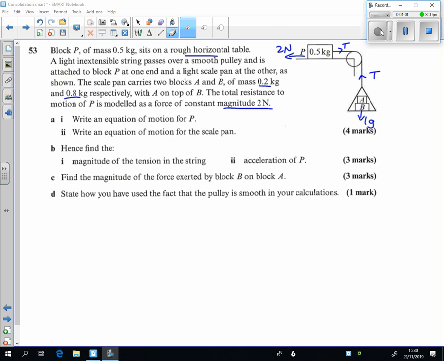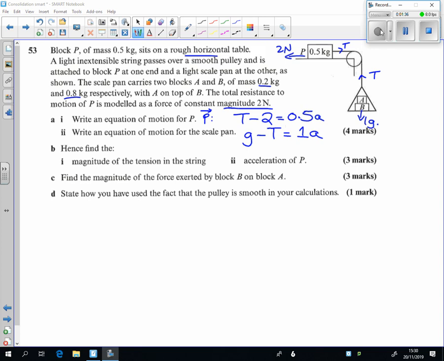But what's happening at P? And look, this is what you're going to be doing lots of times in the questions. At P, pulling it that way, we've got the tension, take away the 2, and that equals the mass times its acceleration. And that's an equation for the motion there. The motion of the pan, well, we've got the G pulling it down and the tension stopping it going down. And that equals the mass times by the acceleration.